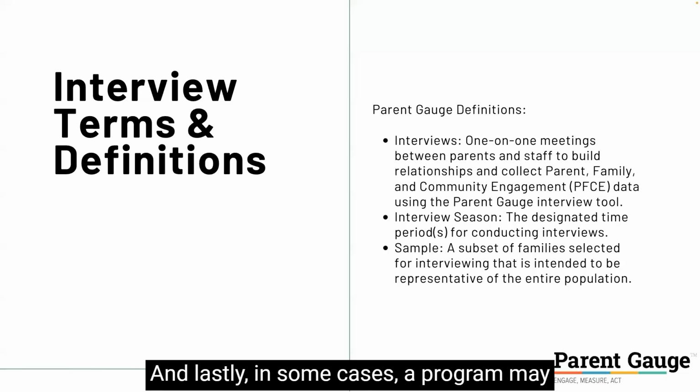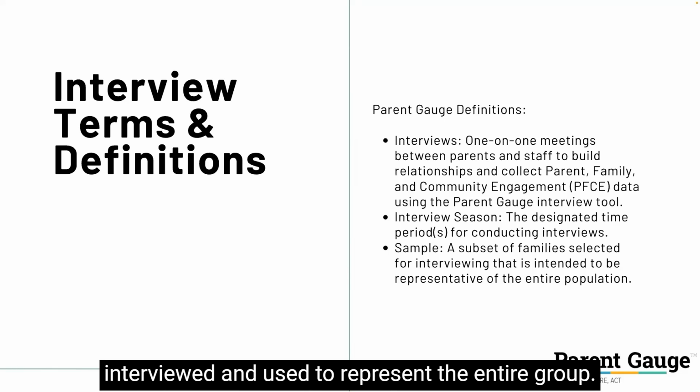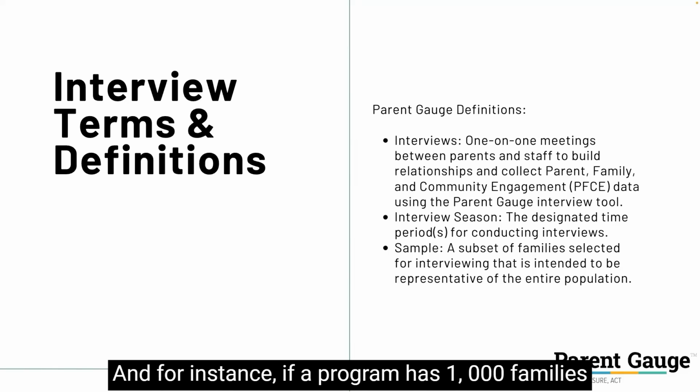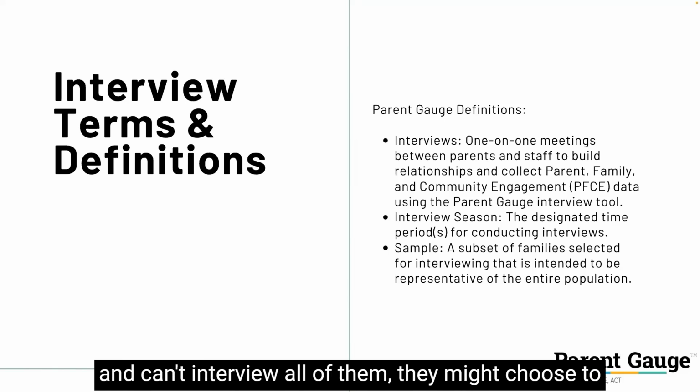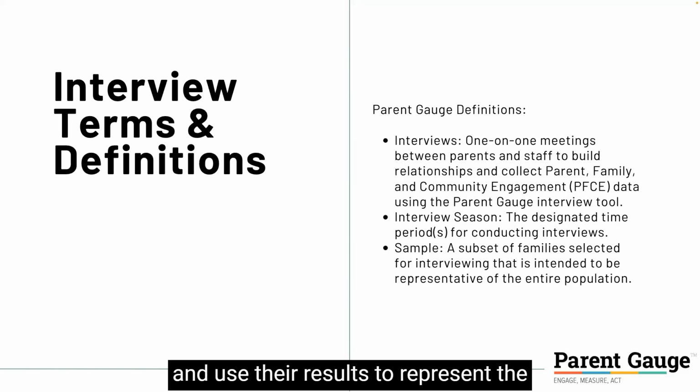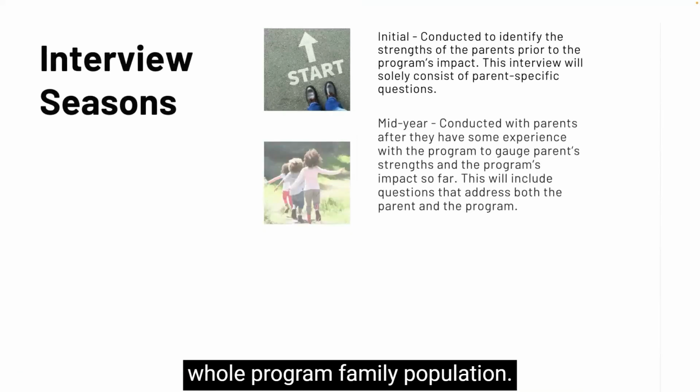And lastly, in some cases, a program may not be able to interview all or most families. In this case, a sample or portion of them are interviewed and used to represent the entire group. That sample can be calculated through Parent Gauge or outside of it. For instance, if a program has 1,000 families and can't interview all of them, they might choose to interview 15% of families, which would be 150, and use their results to represent the whole program family population.